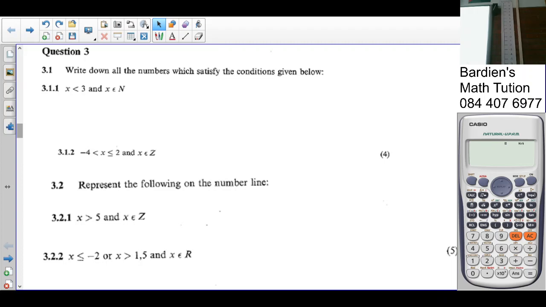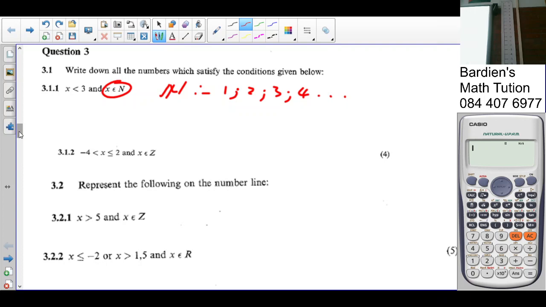Right, here we go, people. Write down all the numbers which satisfy the conditions given below. Natural numbers start at 1, 2, 3, 4, and so on. So the natural numbers less than 3 are 2 and 1. Can it be 3? No. Not inclusive, it's just less than. So the answer is 1 and 2.